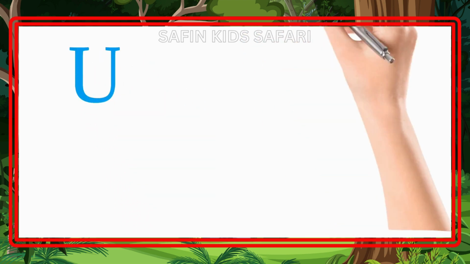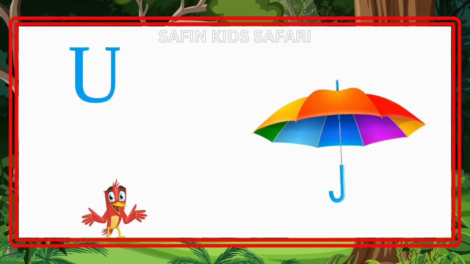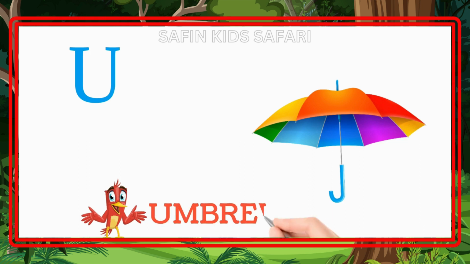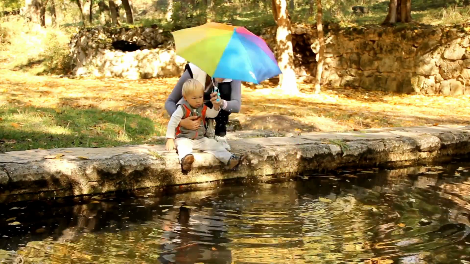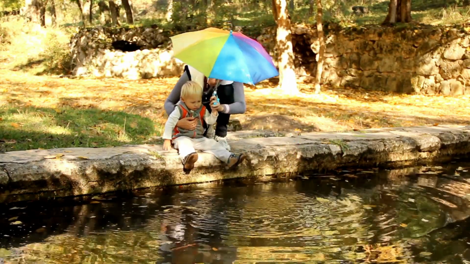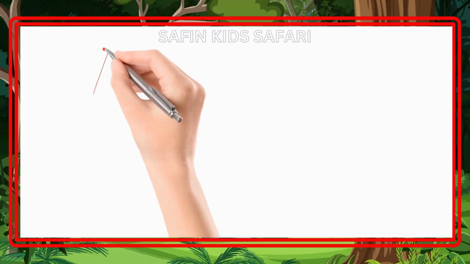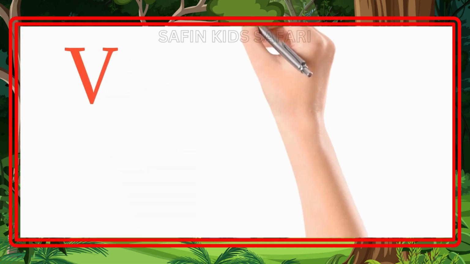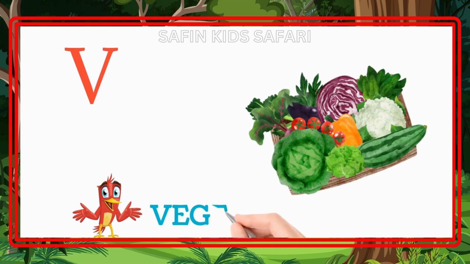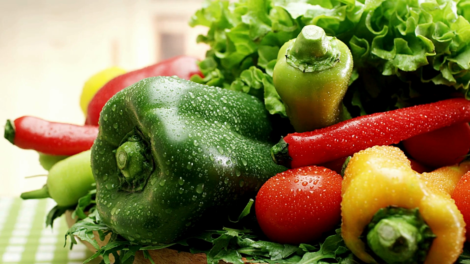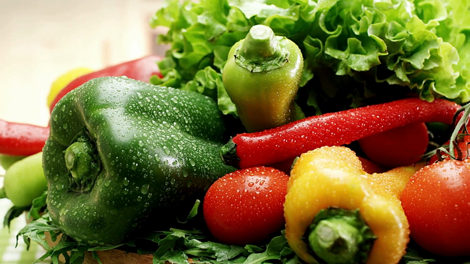U. U for umbrella. Nice umbrella. V. V for vegetable. Nice vegetable.